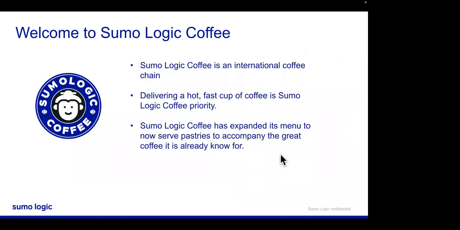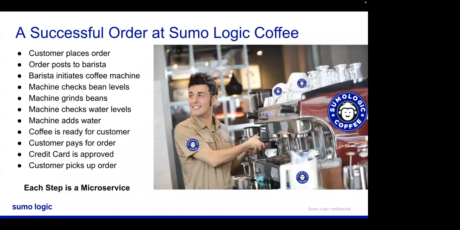So Sumo Logic Coffee, I've talked about it before. Again, it's an international coffee chain. I'm sure you probably haven't seen it. Looks a lot like Starbucks, but again, it's not copyrighted. So delivering a fast cup of hot coffee is our priority, right? We now serve pastries and all that fun stuff. So there are a lot of different things that you can order, and there are obviously transactions for those things.